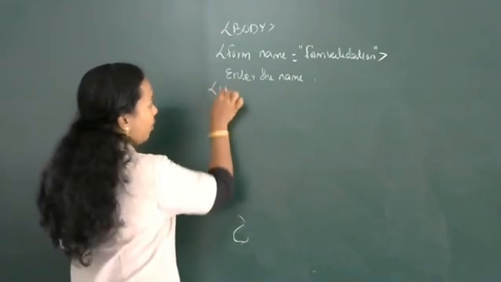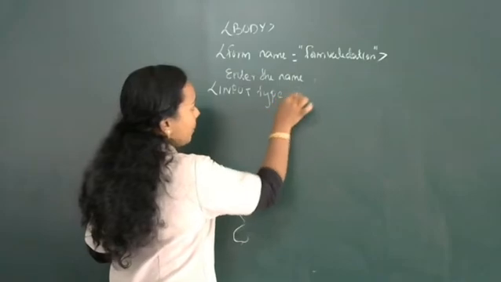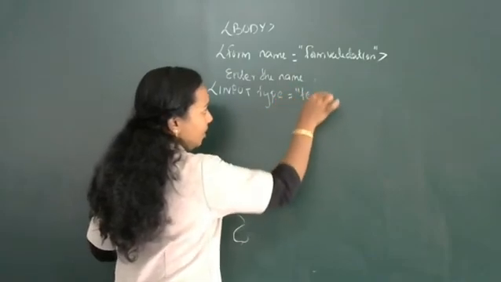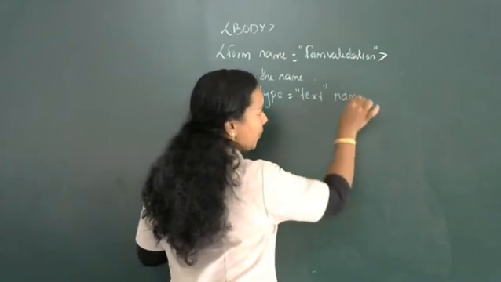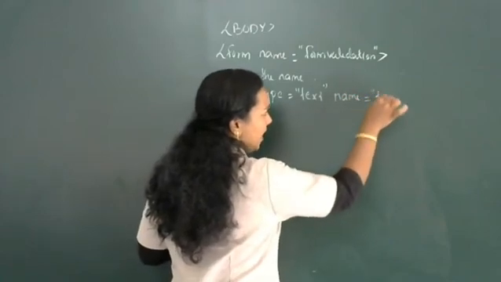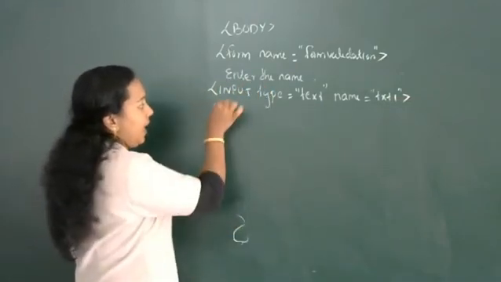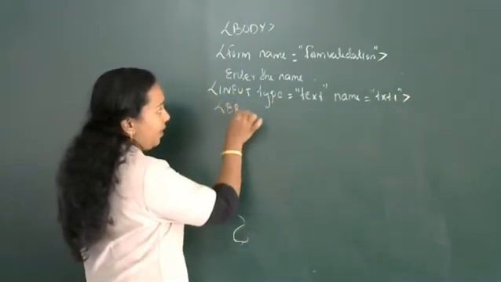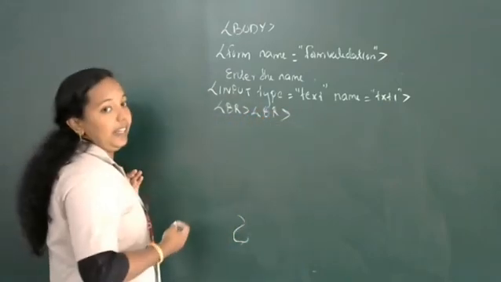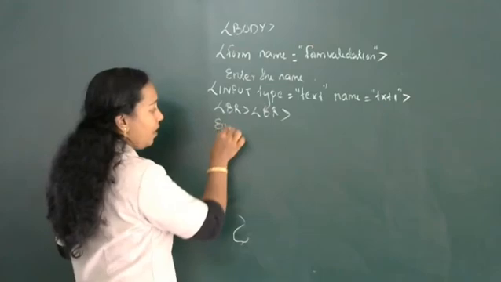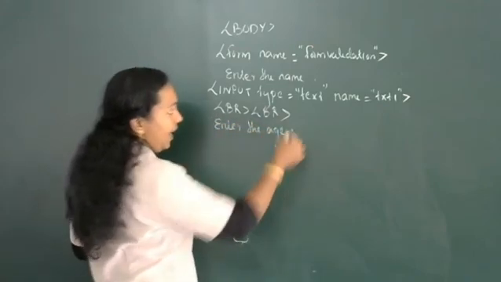So input control, input type equal to text. What is our first text box name? Name equal to txt1. After that, br tag. Then again enter the age.